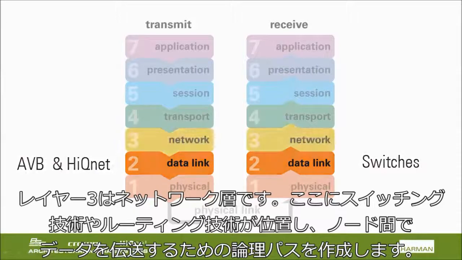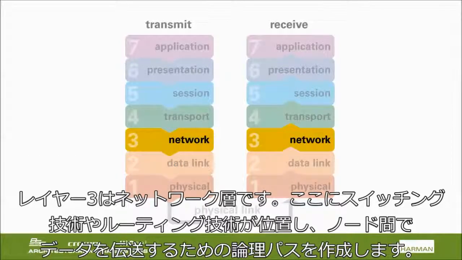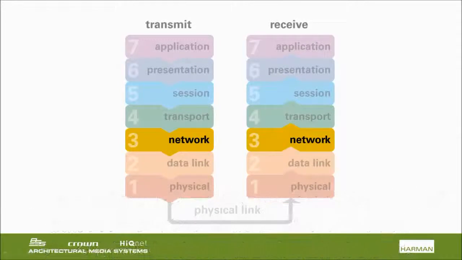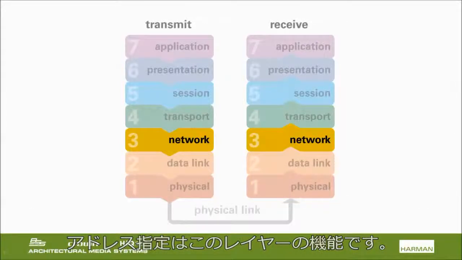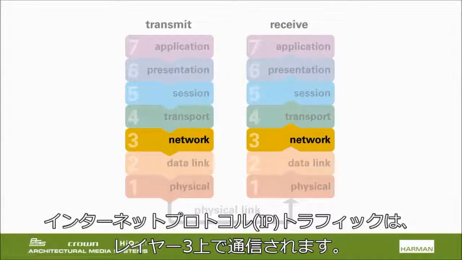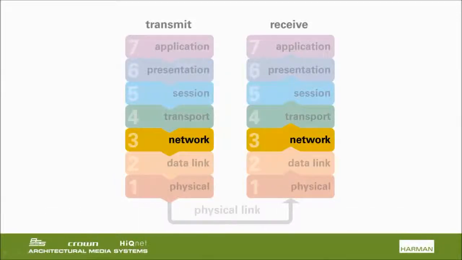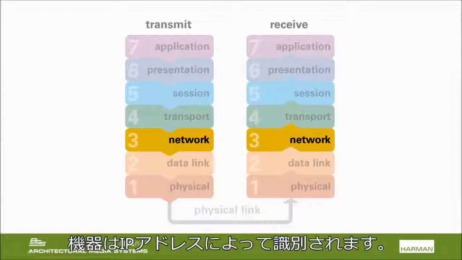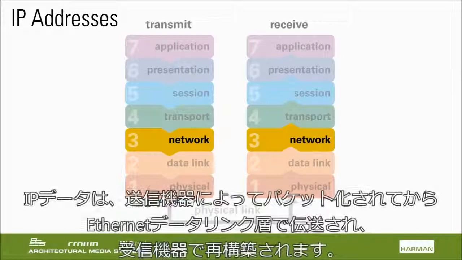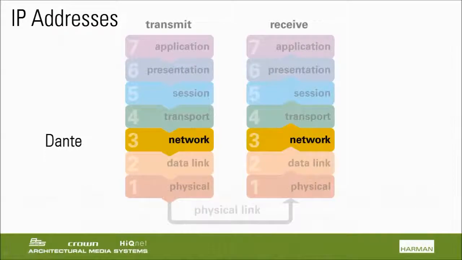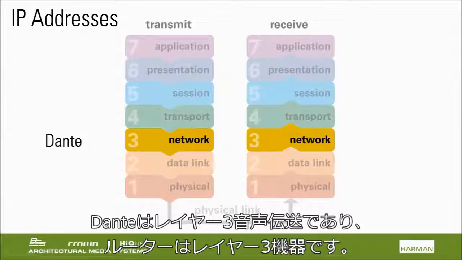Layer 3 is the network layer where switching and routing technologies reside, creating logical paths for transmitting data from node to node. Addressing is a function of this layer. Internet Protocol, or IP traffic, is communicated over Layer 3, devices identifying themselves with IP addresses. IP data is packetized by the transmitting device for transmission over the Ethernet data link layer and reassembled at the receiving device. Dante is a Layer 3 audio transport, and routers are Layer 3 devices.